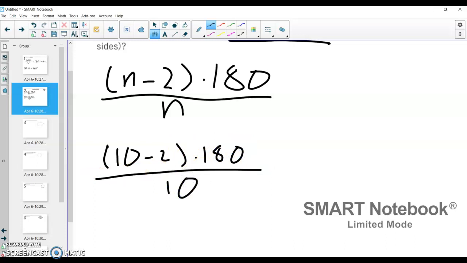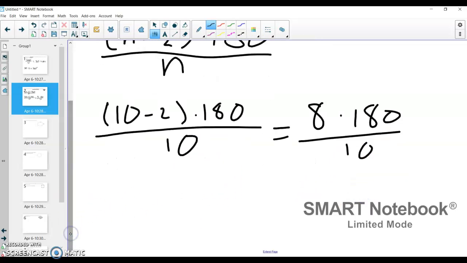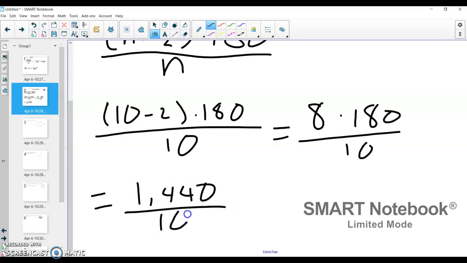And then it's just working this out. 10 minus 2 is 8. 8 times 180, and the 10 on the bottom still stays. I'm going to use my calculator here and take a couple extra steps to show it. 8 times 180 gives me 1,440. I'm still doing this over 10 because I haven't divided yet. And then 1,440 divided by 10 gives me that just one interior angle is 144 degrees.